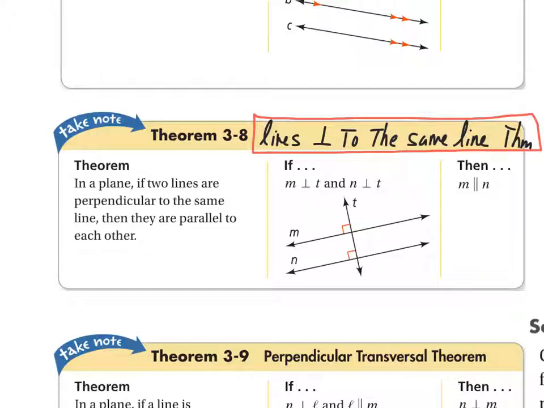And so, basically, summarizing what this theorem says, if two lines are perpendicular to the exact same line, then those two lines have to be parallel. Those two lines have to be parallel. And of course they do. I mean, we can walk through a plan for the proof for this real quick.